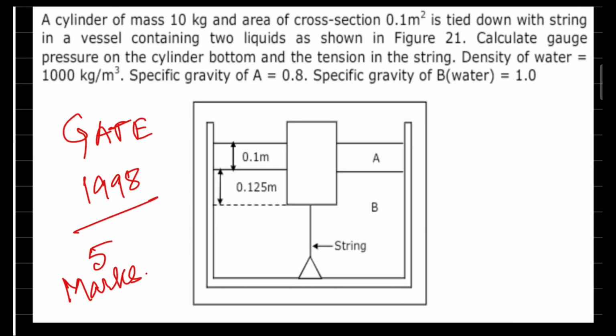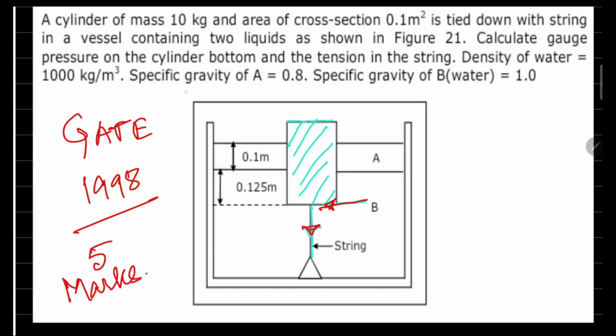So this problem appeared in GATE 1998. Let's start this problem, which says that a cylinder of mass 10 kg, and area of cross section 0.1 meter square, is tied down with a string in a vessel containing two liquids, as shown in the figure. Calculate the gauge pressure on the cylinder bottom. So we have to figure out the gauge pressure at this location and the tension in this particular string.